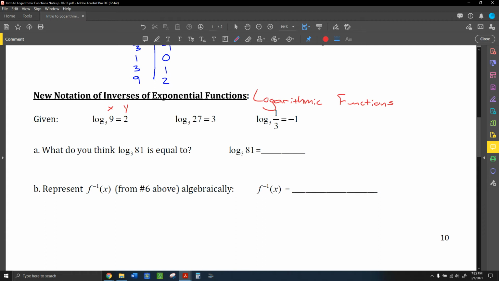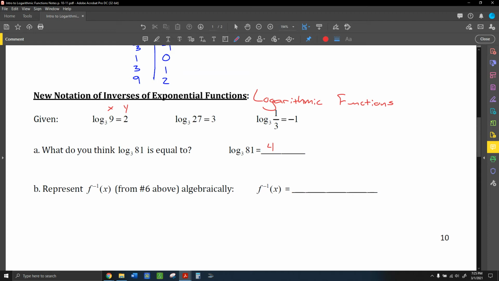So what about this one here, log base 3 of 81? I want to evaluate this here. This is essentially saying 3 to the something, what power, gives us 81. So take a moment, think about that. What power do we raise 3 to get to 81? The answer to that, 3 to the fourth power, is 81.